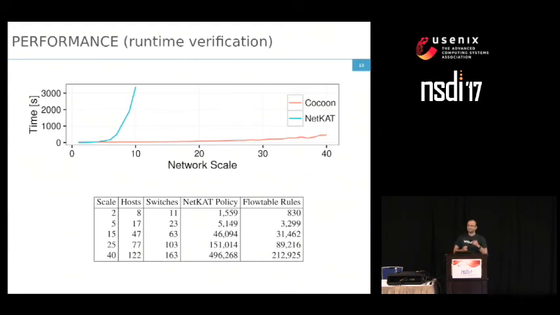So the blue line here shows how long it took netcut to verify the entire data plane configuration, and the red line is the time it took Cocoon to only check assumptions. And as you can see, it's exponentially faster because Cocoon did all of the heavy lifting offline using all the structural information available to it.